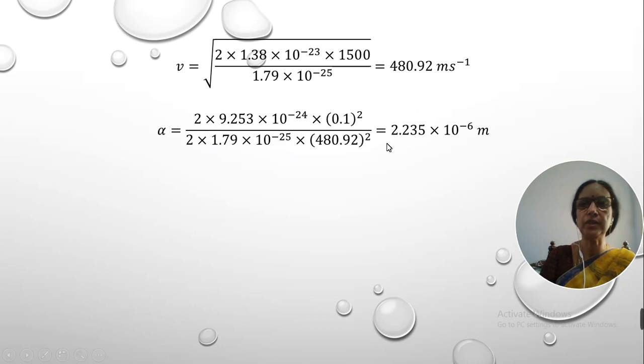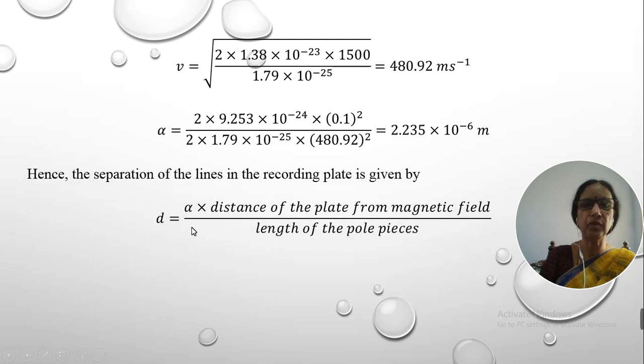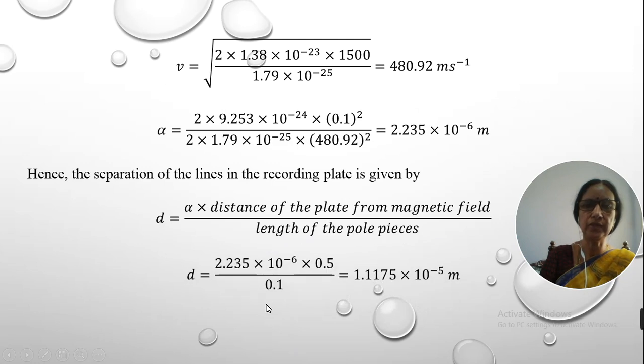So this is at the end of the pole pieces, but in the problem it is to be calculated at 0.5 meter. So write the formula like this: the separation of the lines on the plate is given by what we got here, multiplied by the distance of the plate from the magnetic field, divided by the length of the pole pieces. So substituting this, we'll get the answer as 1.1175 into 10 raised to minus. I hope you understood.